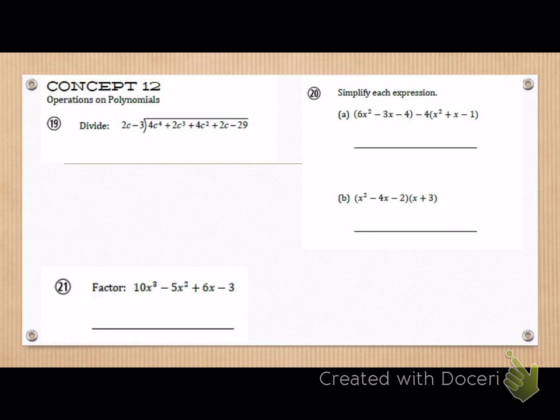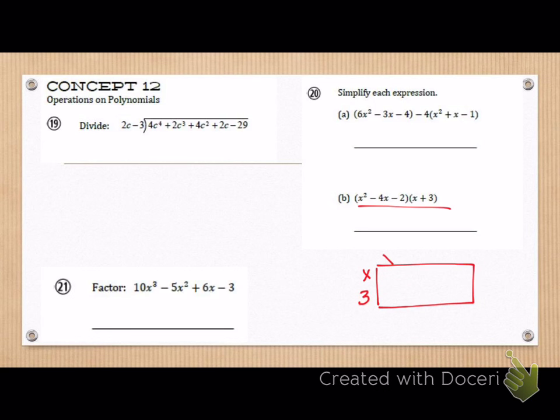All right, so we are looking at operations on polynomials here. So let's go ahead and do multiplication first. So let's do this one here. I'm going to set it up as a box. Feel free to set it up other ways if you would prefer.